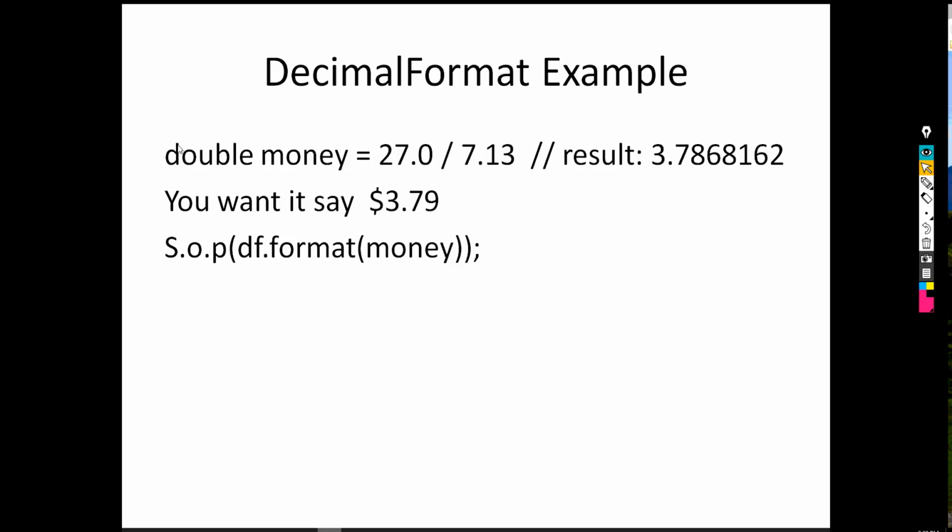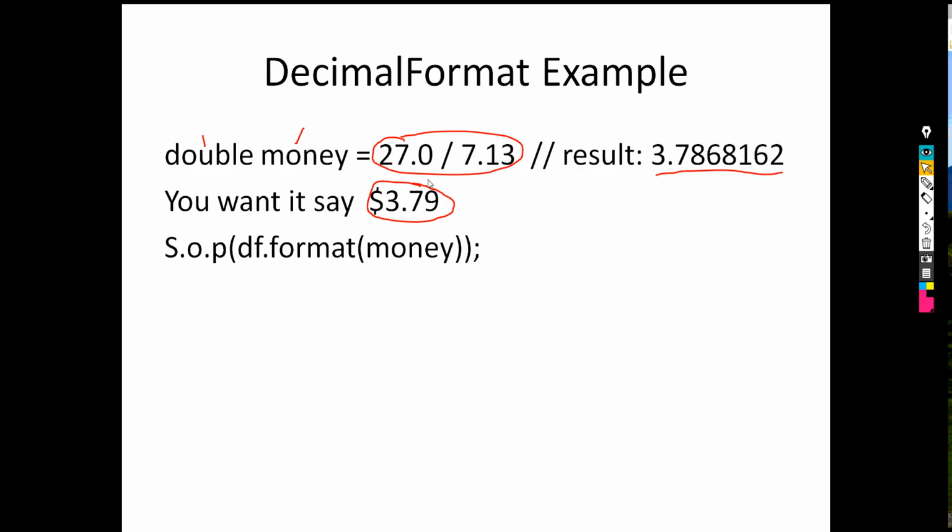Alright, now the decimal format example. Here's how it works. Let's say you've got your scanner object declared, you've got the import statement. Now you have a variable, it's a double, handles decimals. The variable name is money, and the variable has been assigned a calculation. Now if you calculate this in the calculator, it will get a long hairy decimal. So if you want to print this as money, you don't want it to say 3.7868162. You want it to say $3.79. This is how you want it to look.